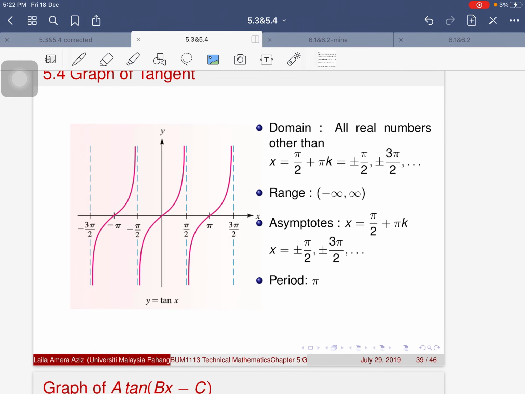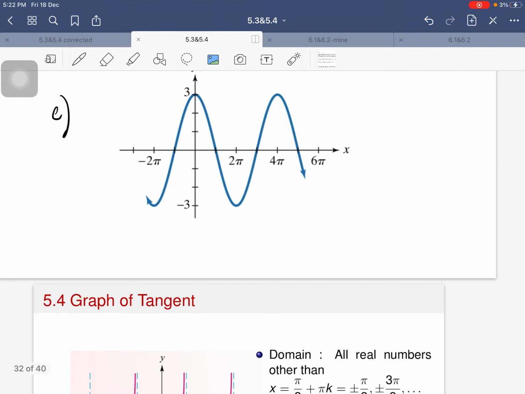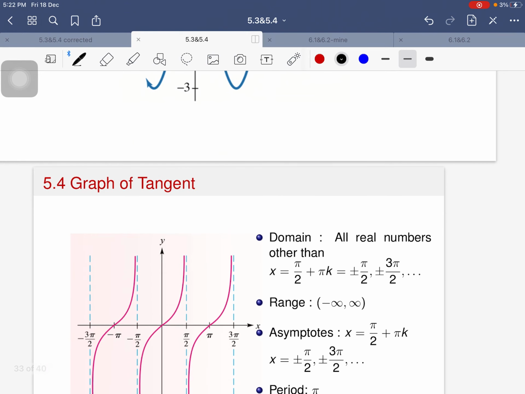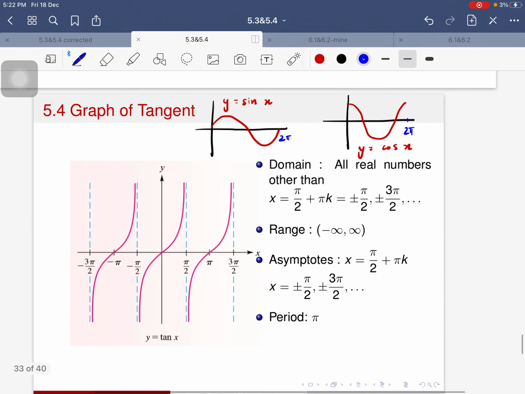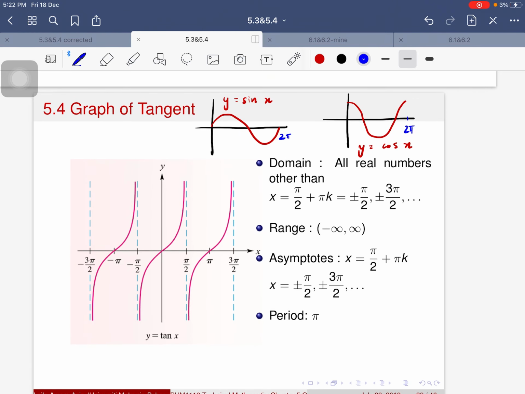Alright, so now this is an example of the graph of y equals tangent of x. When we looked at the graph of sine and cos before, let me sketch over here. This is the graph of y equals sine of x, and this is going to be the graph of y equals cos of x. The period is given by 2 pi. So one curve of sine and cosine covers from 0 until 2 pi. But that is not going to be the case for the graph of tangent.